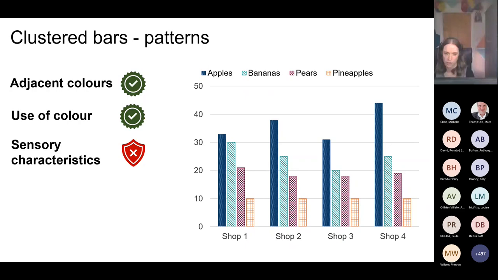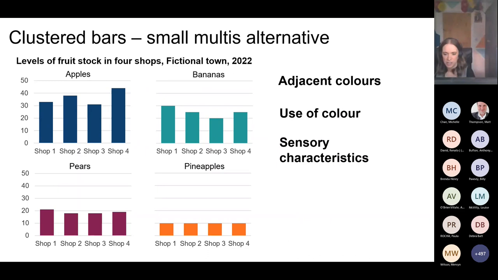And then another alternative might be to just rethink your chart completely, use small multiples, then we're passing everything. The colours aren't really adjacent, they're only adjacent to the white background, that's all fine. Use of colour is fine because I haven't used the legend, and sensory characteristics is fine because I haven't used any sort of pattern. So then I'm passing everything. But it's not always easy to make small multiples. They can sometimes look very small on a page. So we also have to consider those aspects of it as well.